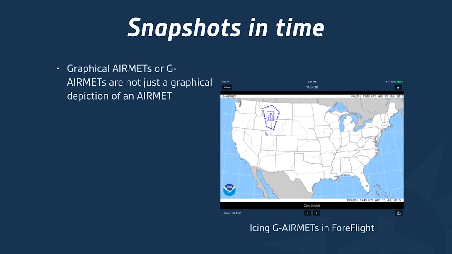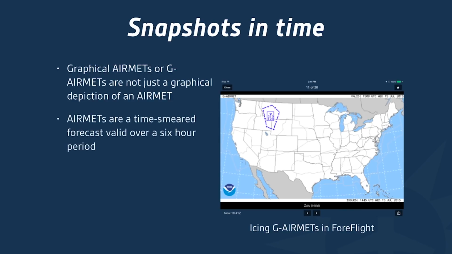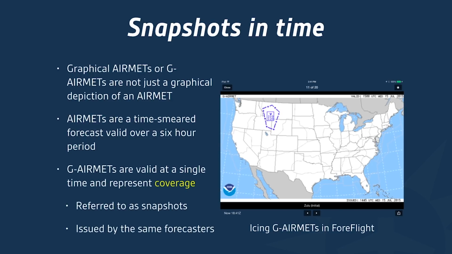Now, Graphical AIRMETs are a little bit different than AIRMETs. They actually are not a graphical depiction of the AIRMET. I've heard that many times. We know that AIRMETs are time-smeared forecasts valid over a 6-hour period, whereas Graphical AIRMETs are valid at a single time and represent coverage of that particular adverse weather element. Those are referred to as snapshots. They're issued by the same forecasters, but they show coverage of that particular hazard, whether it's icing or turbulence, at a single time. It shows you where that icing will be at a particular location and time.